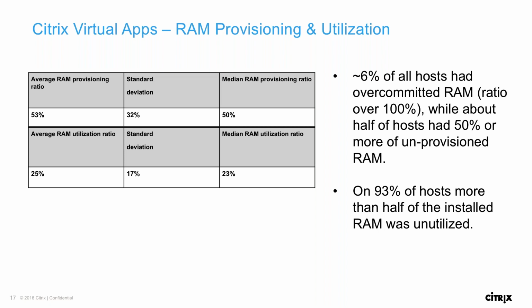You can see here, 6% of all hosts had overcommitted RAM. And there are obviously some features built into some hypervisors that allow you to do that. But more than half the hosts did not provision half the memory in the host. On 93% of the hosts, more than half the RAM installed was not utilized at all. So there's obviously some opportunity for savings.